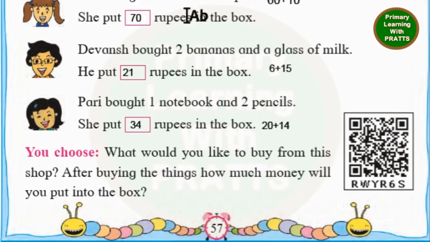Now this is something you can do. In your rough books or in your maths book, whatever your teacher says, what would you like to buy from this shop? After buying things, how much money would you put into the box? This is something that you can do and write down whatever you like in this shop. And then calculate the total amount. And just as they have written, you will also write how much rupees you will put in the box.